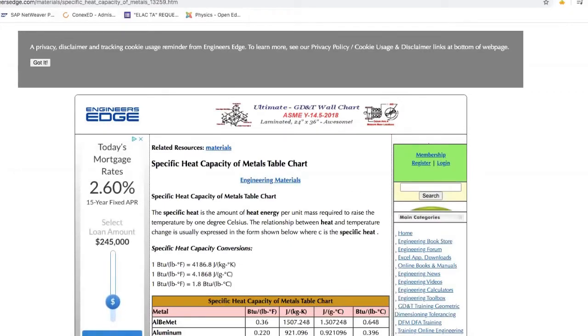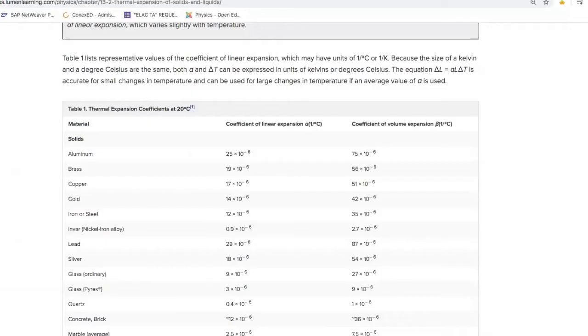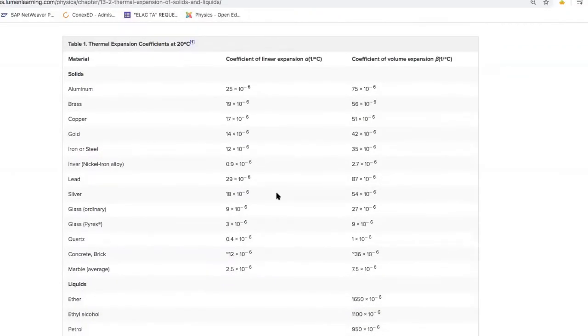Oh no, these are specific heats. What am I doing? I think that other website had it. Where was the one, that one? Gold? Yeah, it has gold there. Oh, okay. So I'll just record the alpha of gold: 14 times 10 to the minus 6. Okay, what will the finger be?